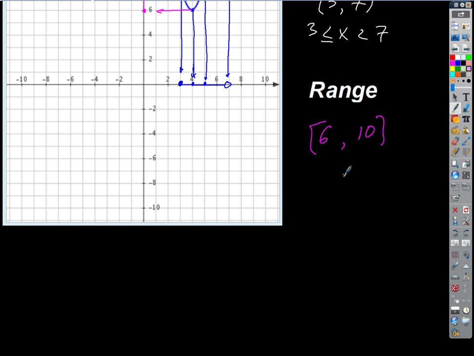So what variable do I need? Y. It's a range, right? So I need a y instead of an x. And what do I say? Greater than or equal to 6, there it is, and okay, right? Getting the idea, right?